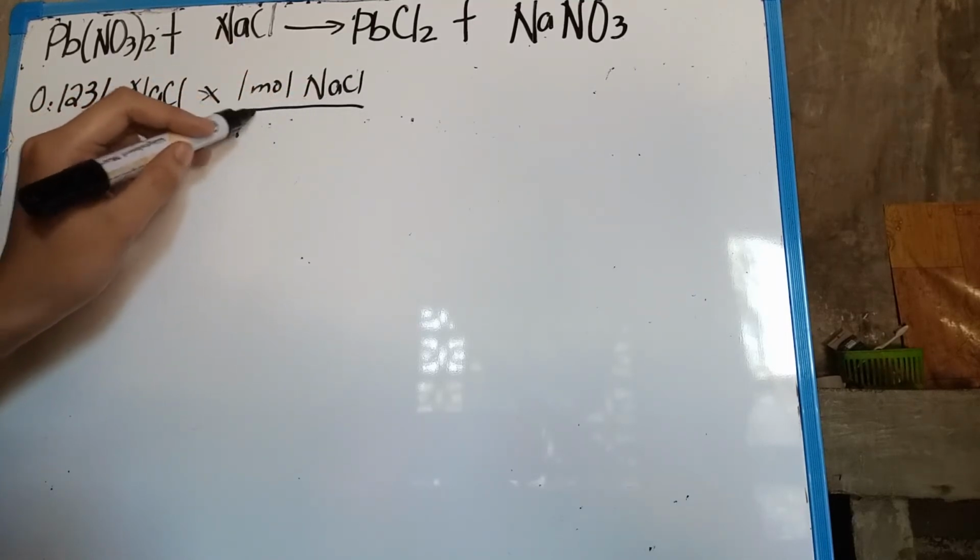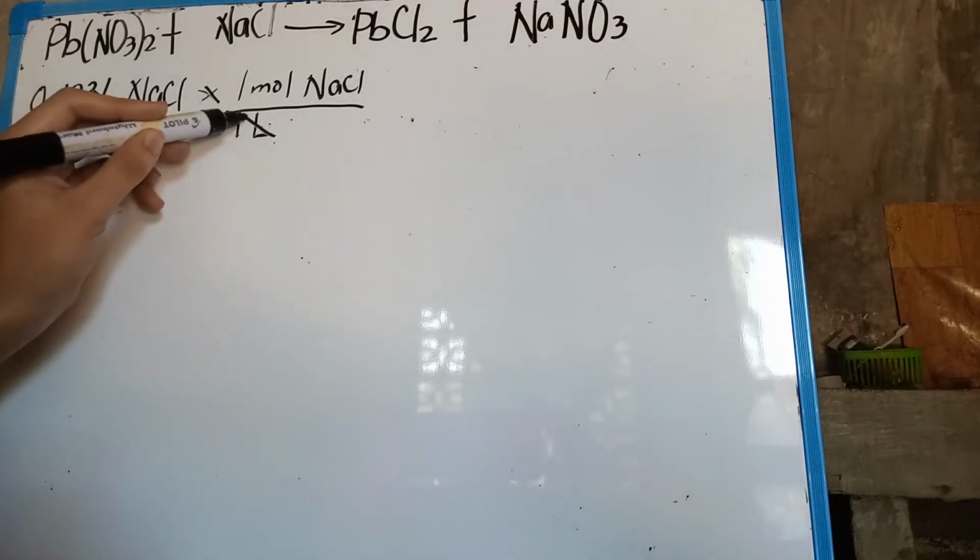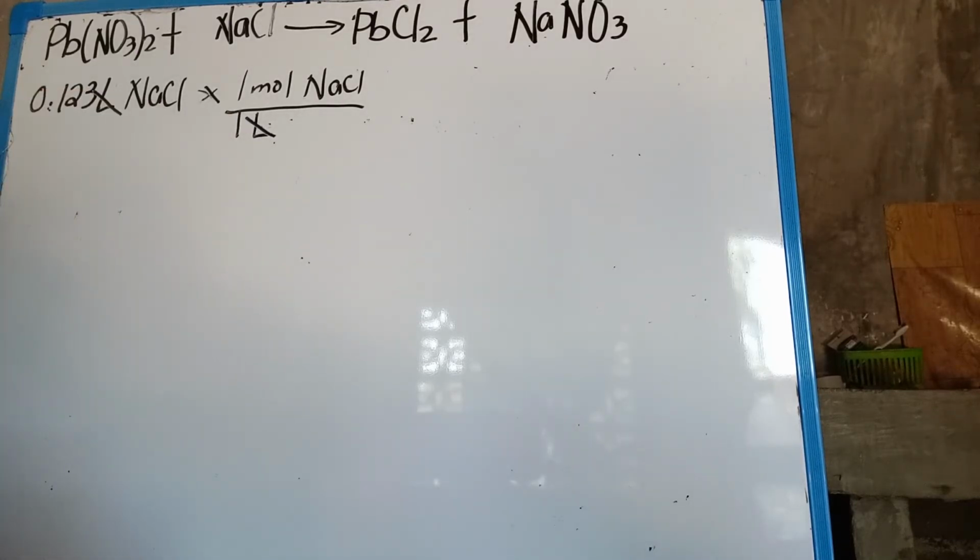over 1 liter. If you ask where we got the 1 mole NaCl over 1 liter, it is given in the first question: if we mix 0.123 liter of a 1 M solution. As we all know, the unit of molarity is mole per liter, so we can transpose M into mole and liter so that we can cancel it. So we have cancelled out our liter.